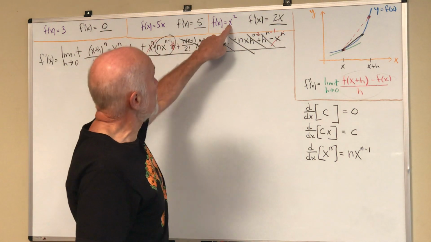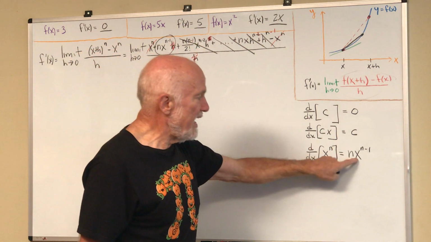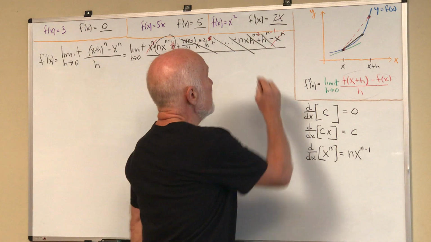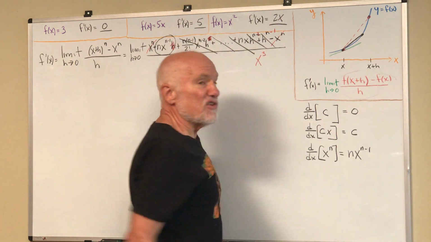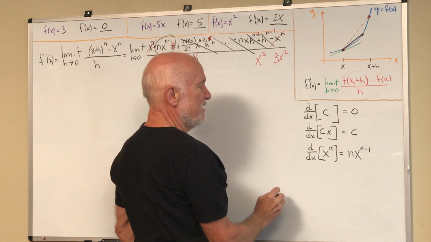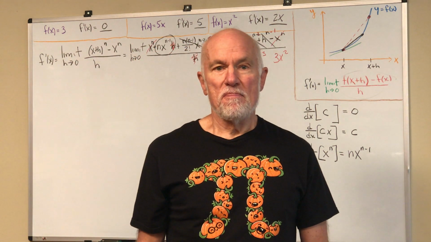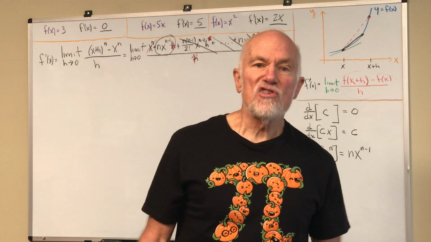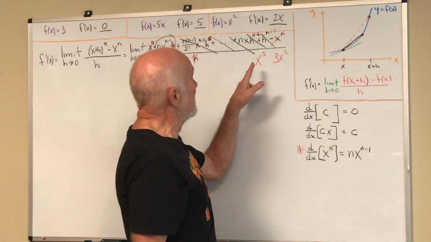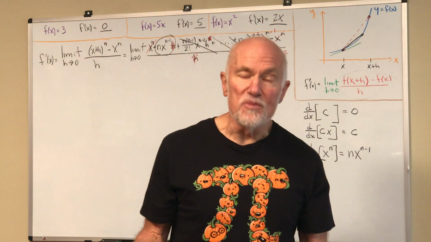And let's see if it works on x squared. In this case, n would be 2. 2x to the first. It seems to work. What do you think the derivative is of x cubed? Easy. 3x squared. This seems to be a very powerful formula. Okay, let's see if we can even go further. What happens if we have a function instead of x cubed? What if it was 4x cubed or 5x cubed?